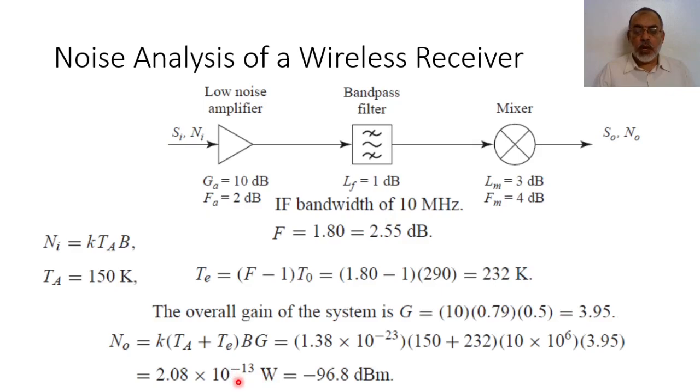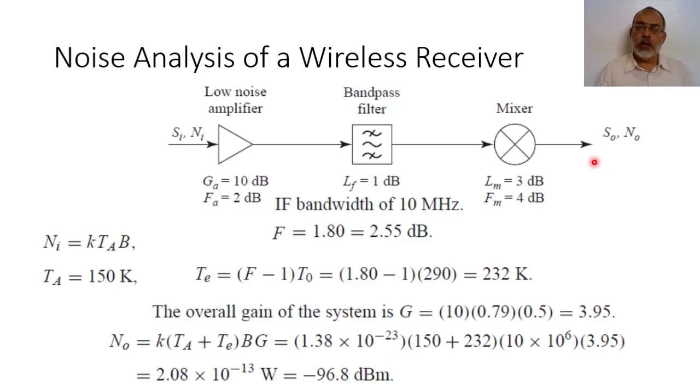If we divide it by 1 milliwatt and take 10 log of this value, we can represent this noise in terms of dBm. As dBm, it is minus 96.8. So we divide this by 10 to the power minus 3 and take 10 log of this value, and we find the output noise in dBm is minus 96.8 dBm. This is the output noise here.